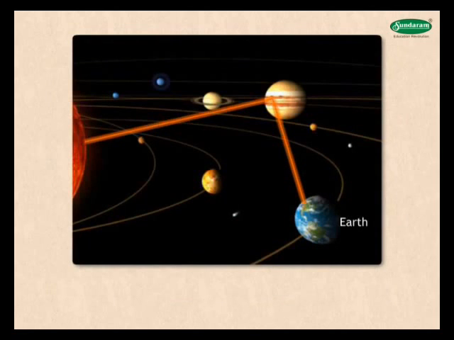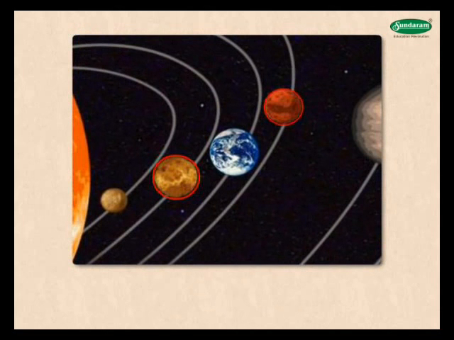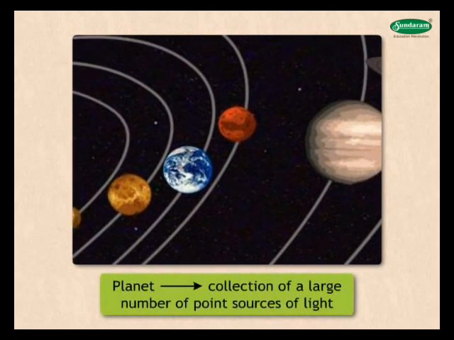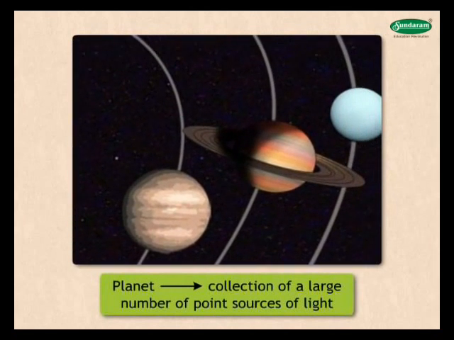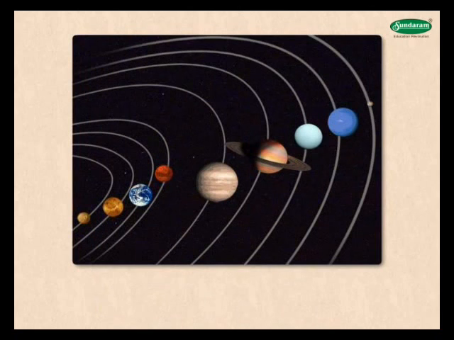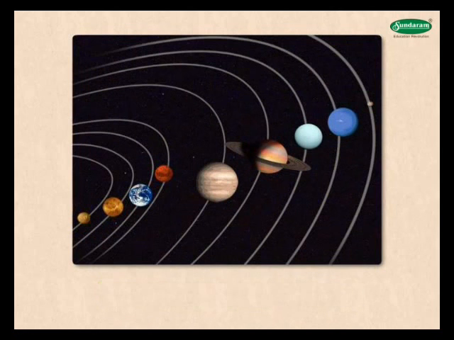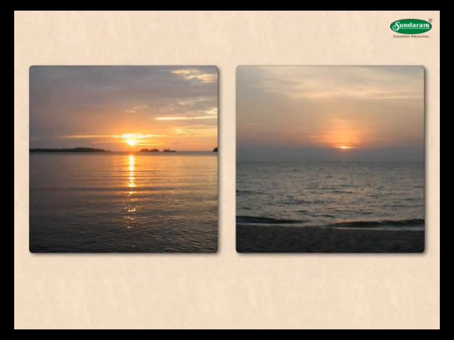The rays of light from a planet also pass through the atmosphere of the Earth. But planets do not twinkle. As compared to stars, planets are nearer to the Earth. So a planet can be considered as a collection of a large number of point sources of light. If the intensity of light from one point source decreases, it increases from the other source. Hence, the average intensity remains the same. Therefore, planets don't twinkle. Similarly, advanced sunrise and delayed sunset can also be explained on the basis of atmospheric refraction.